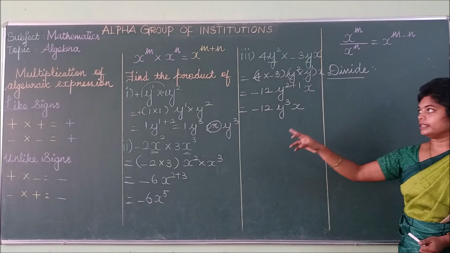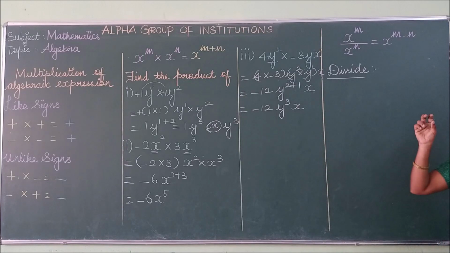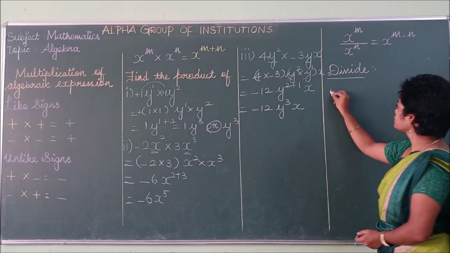Listen, for multiplication, if the bases are the same, you can add the powers. But for division, if the bases are the same, you subtract the powers. That is the minute difference between these two. So listen to the problem.